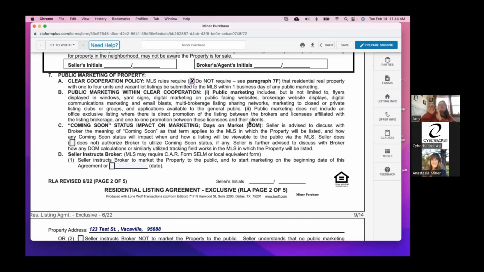So I can market a property that I have not listed in the MLS with Anastasia, and Anastasia can market it to a potential client that she might have. Okay. But she may not post it online.